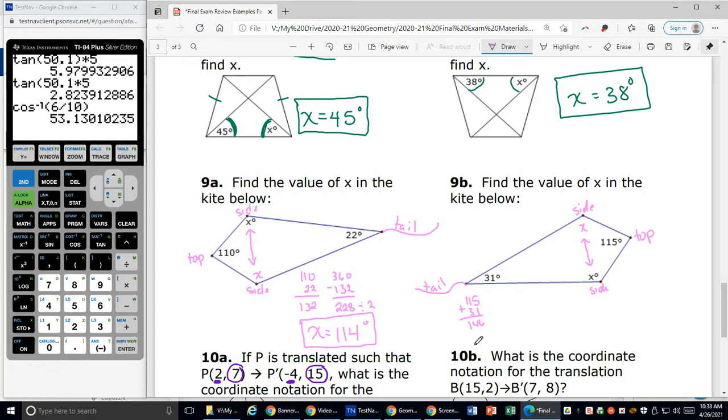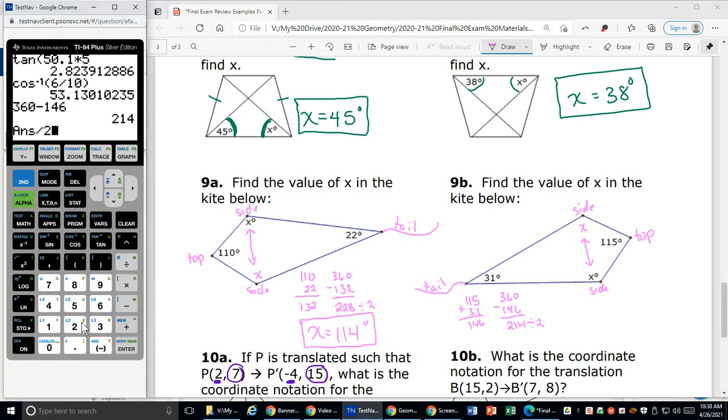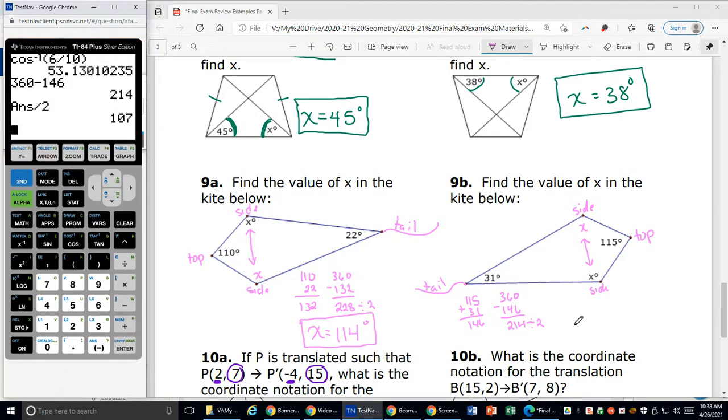That's 146. Then what did I do with that number? I took it away from 360 because there's 360 degrees in a four-sided figure. 360 minus 146 is 214. And then what did I do? Then I divided that by 2 because it has to go into these two equal angles. Divided by 2, and x equals 107 degrees.